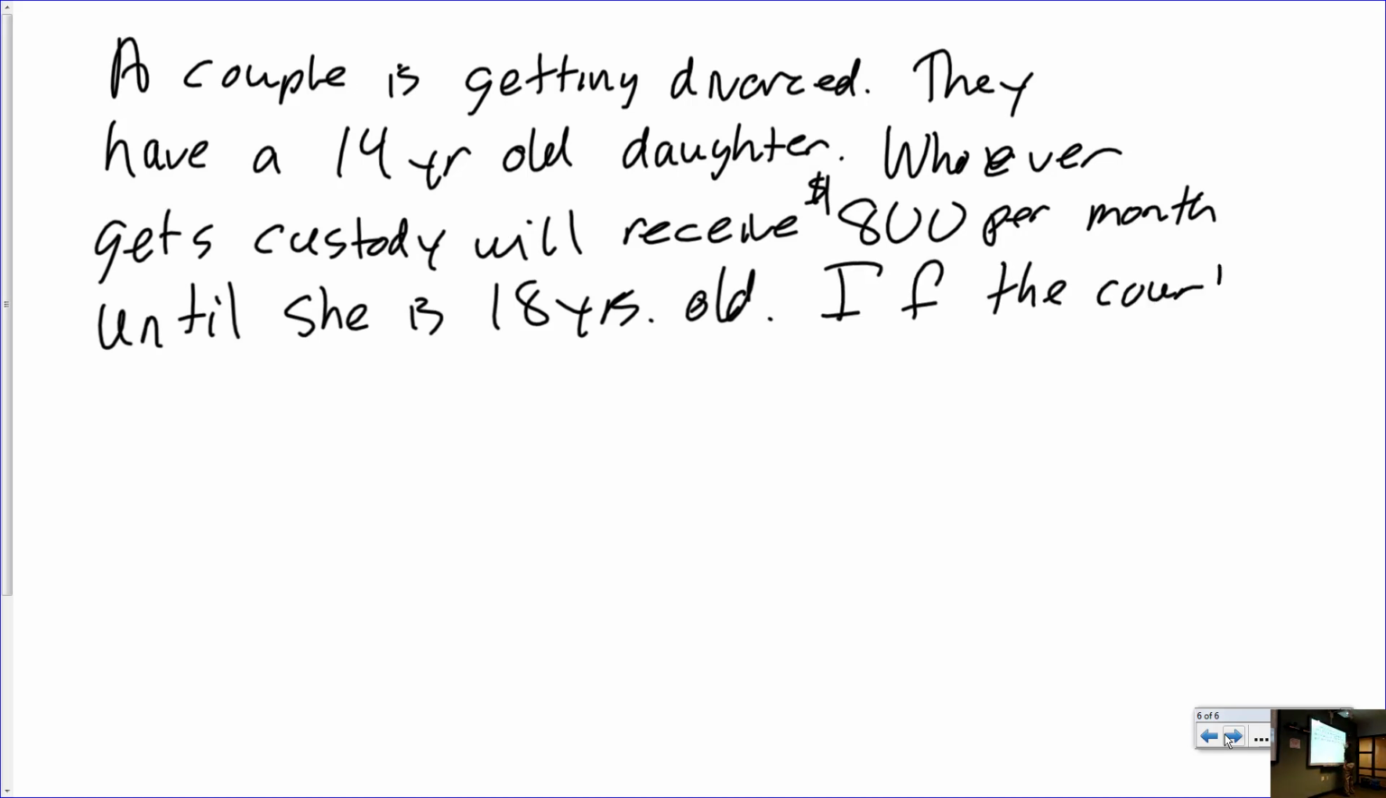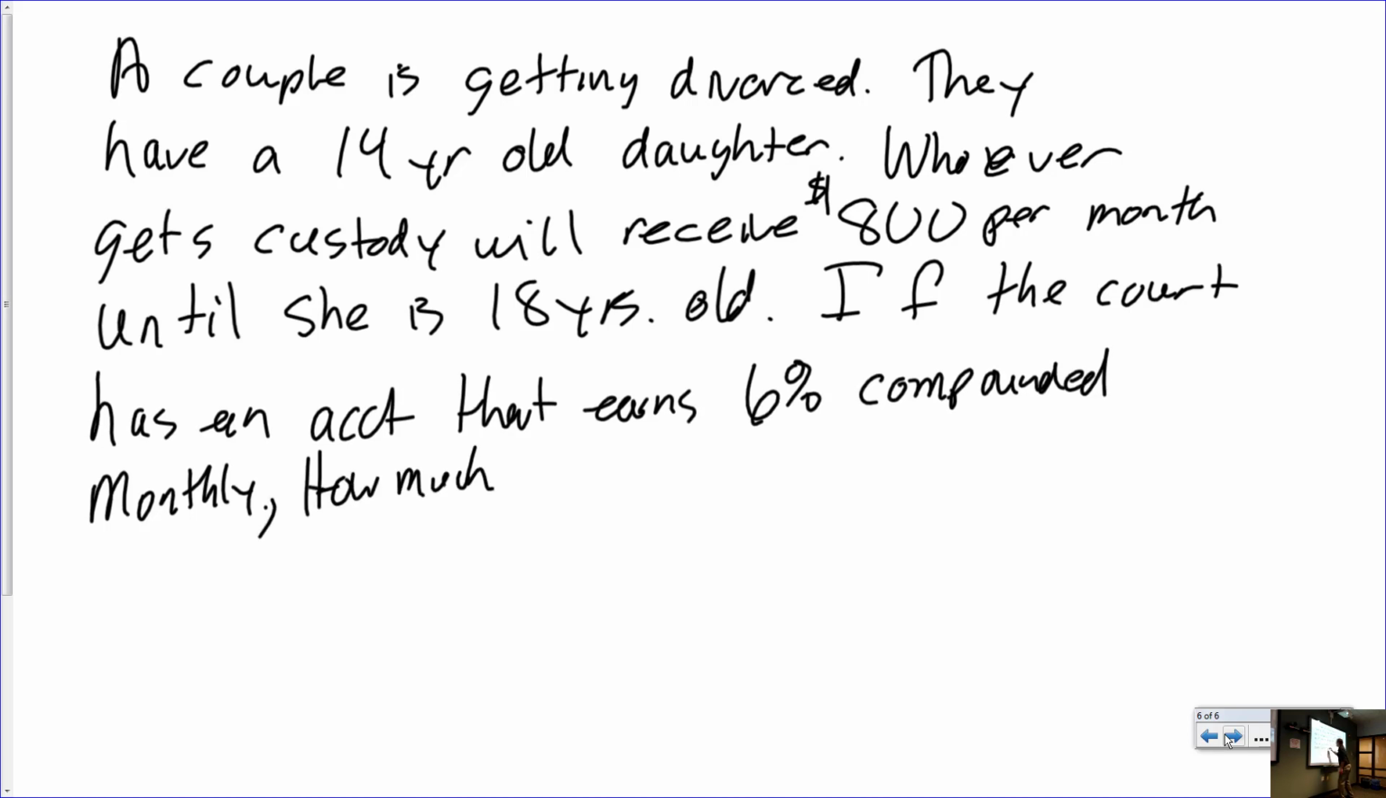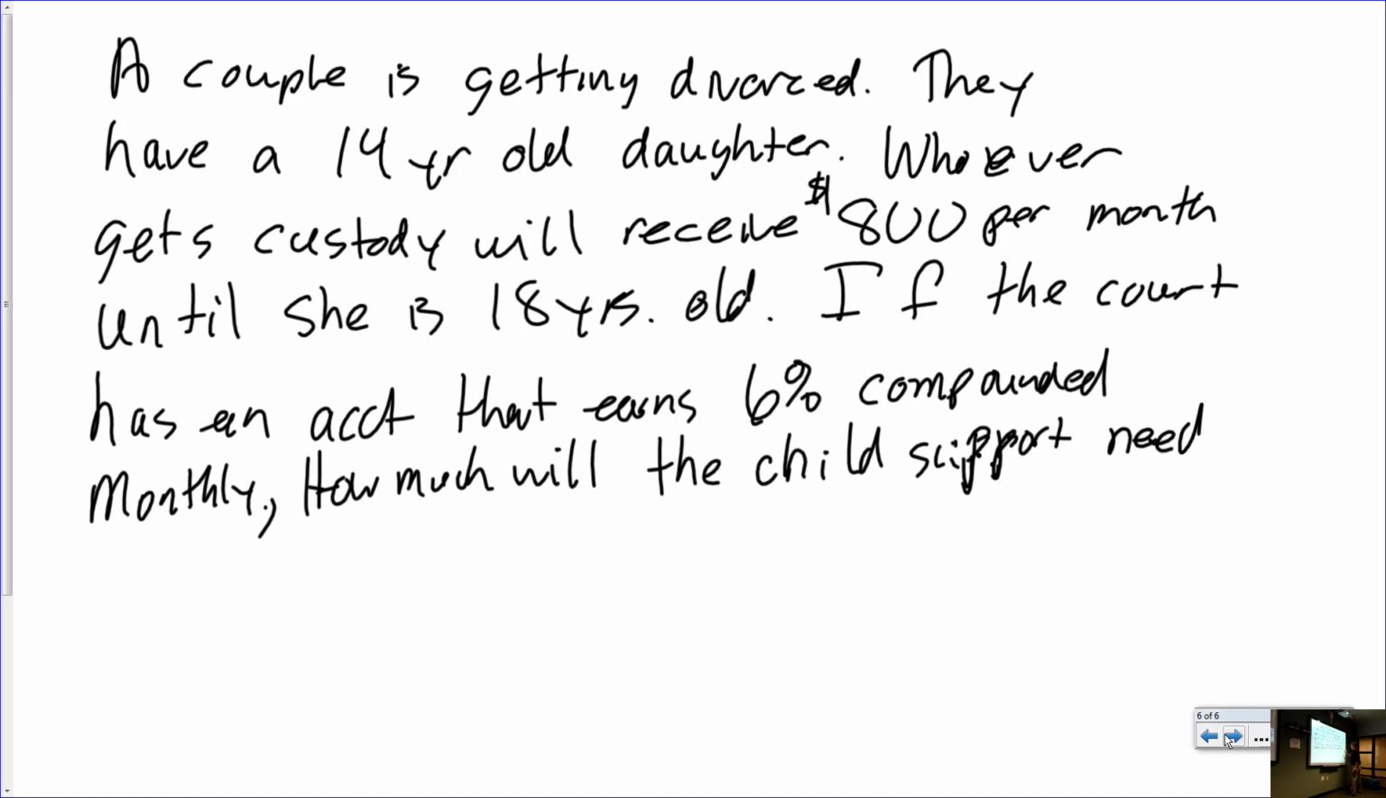If the court has an account that earns 6% compounded monthly, how much will the child support account need to make payments?